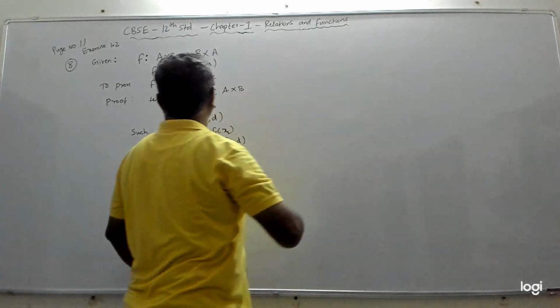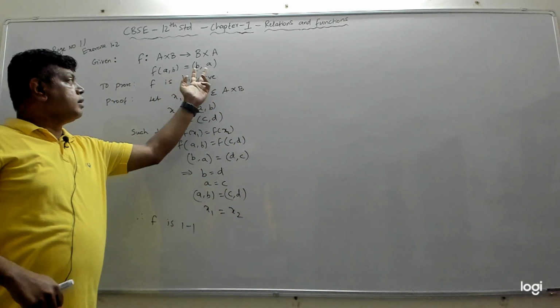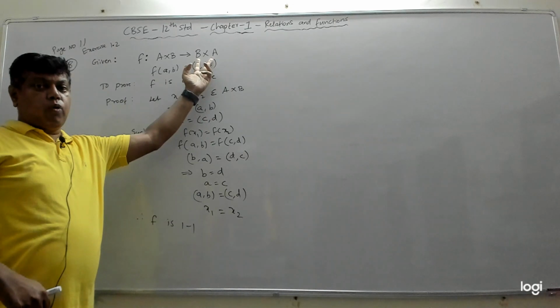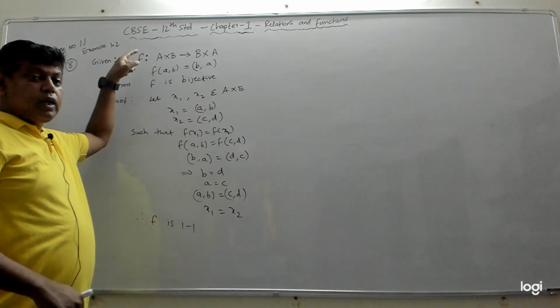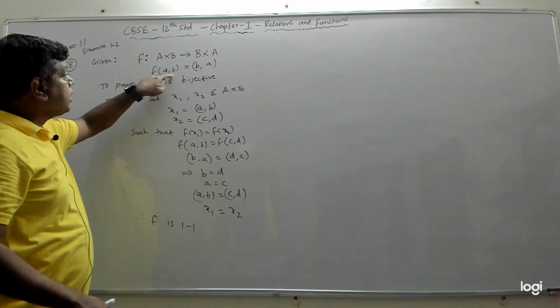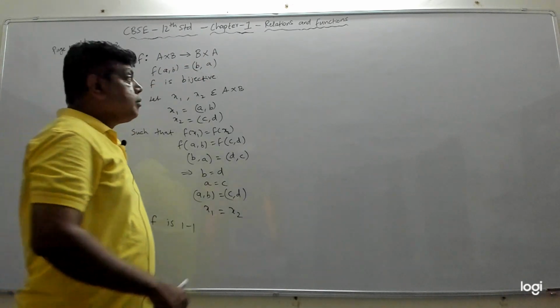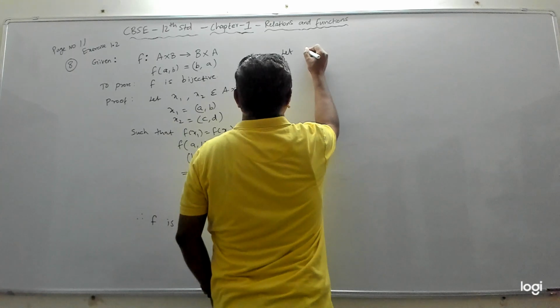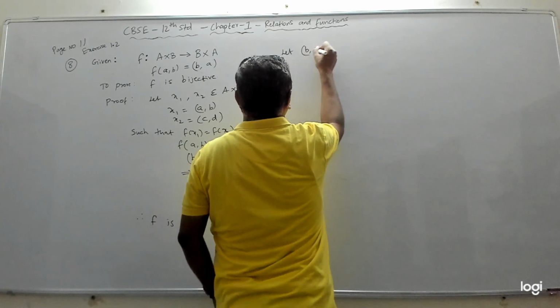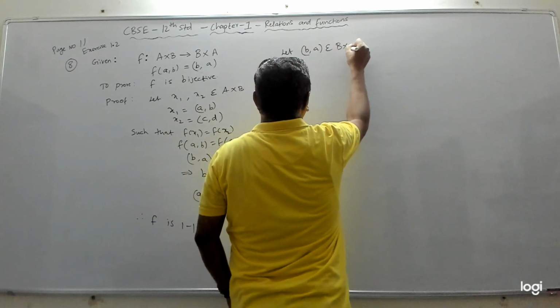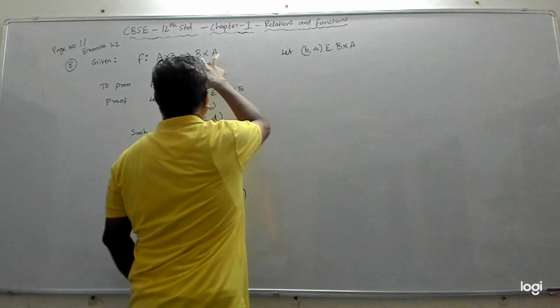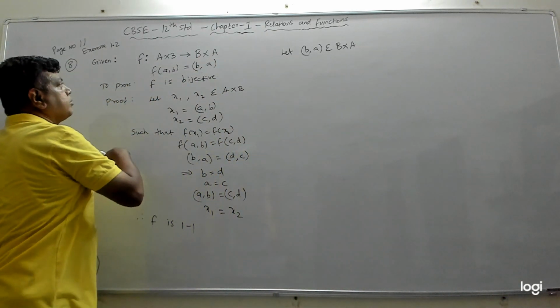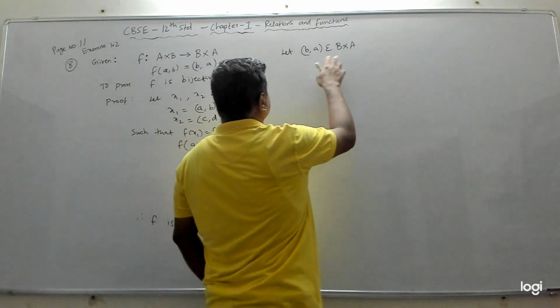So for f to be onto, we have to take an element from the set B cross A, the codomain, and we should show that there exists an element in the domain such that f of that element will give me the element in B cross A. So we'll take an element (b, a) belongs to B cross A. We need not say codomain because B cross A means this set, which is understood.